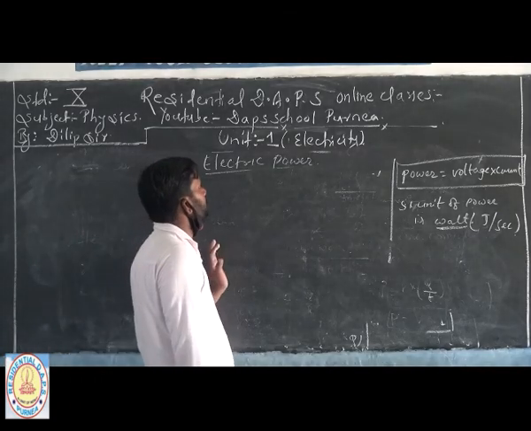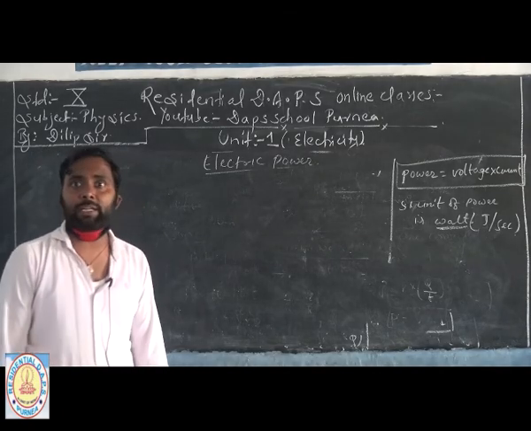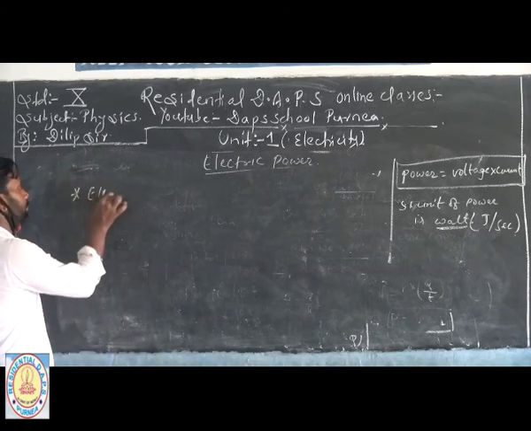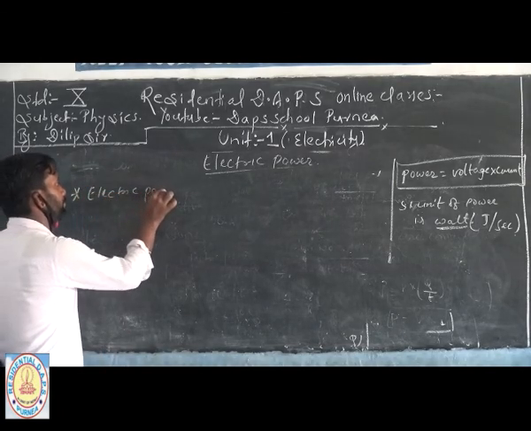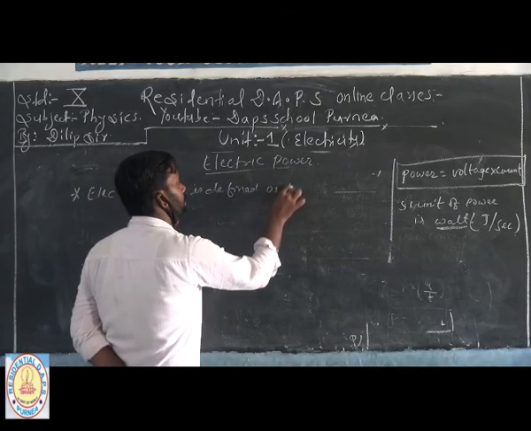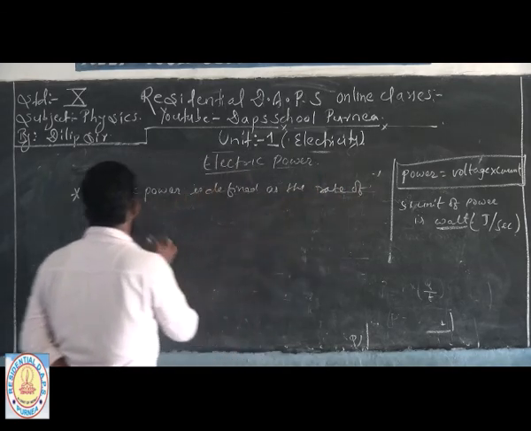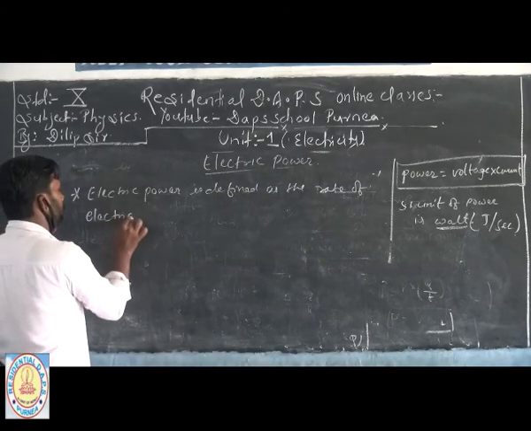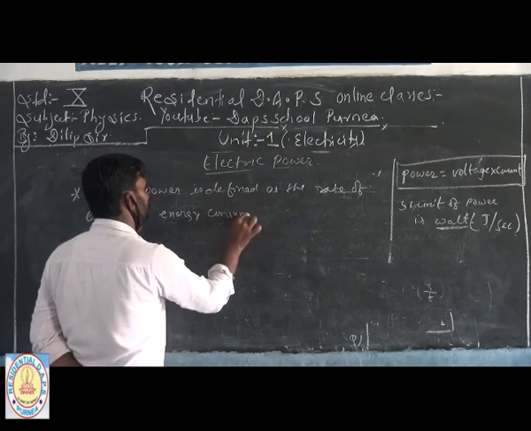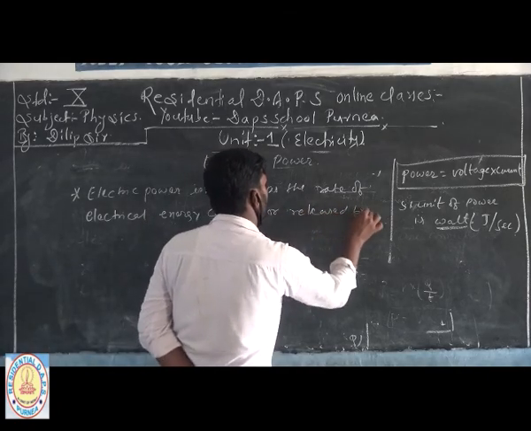Hello students, once again we are going to explain electric power. This time electric power is defined in terms of electrical energy. Electric power is defined as the rate of electrical energy consumed or released by the appliance.